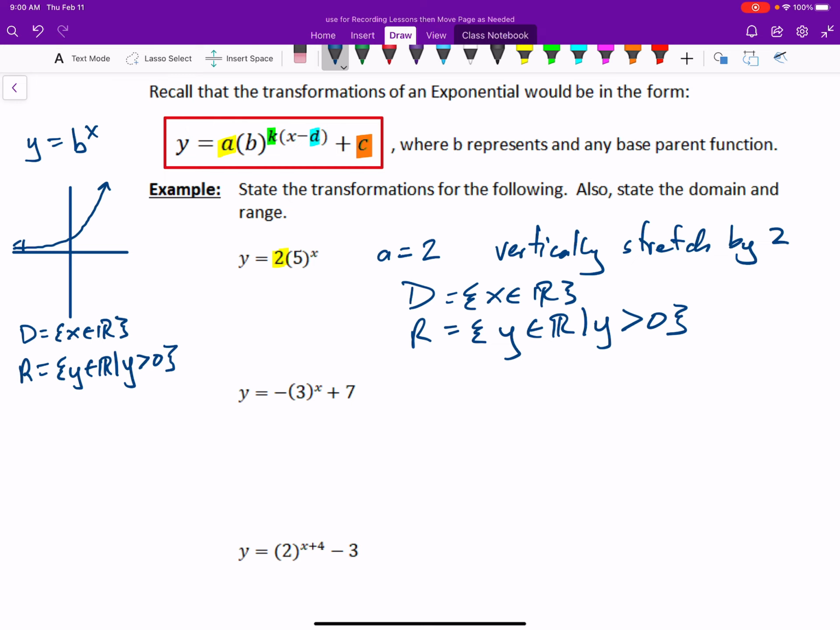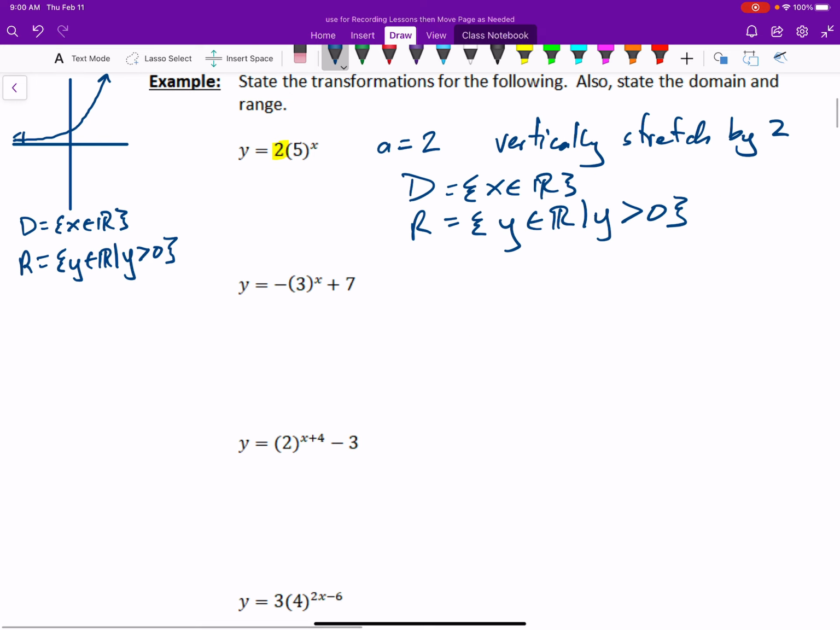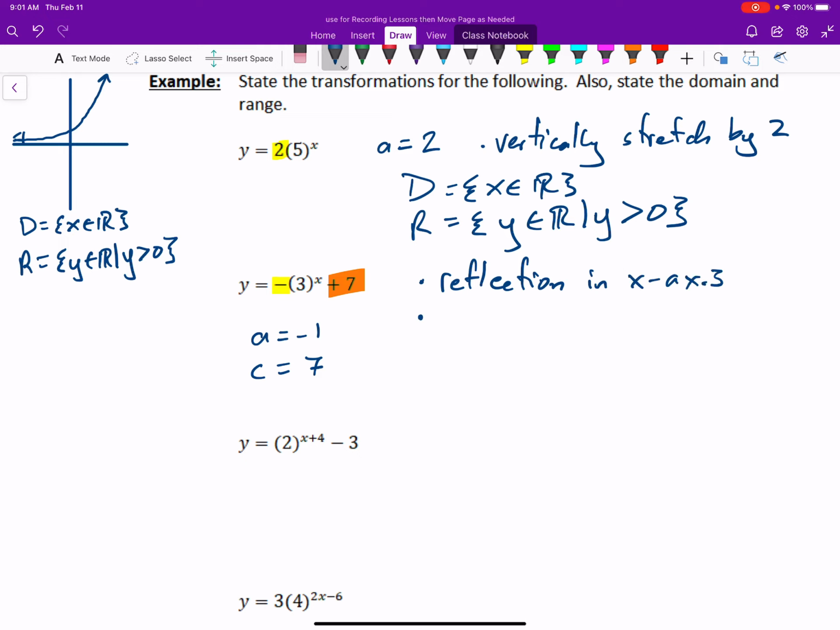Looking at the next one, we've got this negative, it seemed to be a -1 in front of the parent function. The parent function is 3 to the x, and we've got this +7 at the end, which is outside of the function. So we have an a value of -1, we have a c value of 7. So we know that the -1 a value is going to give us a reflection. It's a vertical reflection, which means it's in the x-axis. And the +7 c value is going to shift it vertically. So in this case, since it's plus, it's going to be up 7 units.